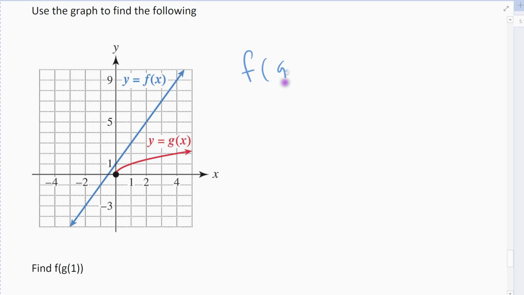The first one is find f of g of 1. The first thing we do is find g of 1. G of 1 is 1, right? G of 1 is 1. And so we replace g of 1 with 1 and find f of 1, which, just a coincidence, g of 1 was 1 in this case. And so f of 1 comes out to 3.